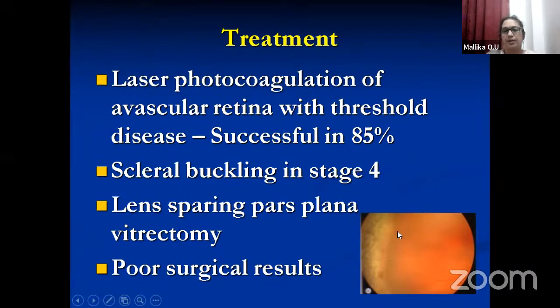So this patient is a treated case of retinopathy of prematurity. You can see some black areas beyond the vascular retina. So this is the normal vascular retina. You can see this ridge-like structure with some hemorrhages, and you can see the laser burns here.